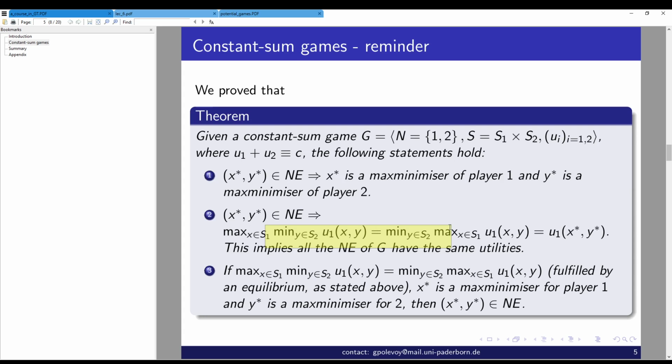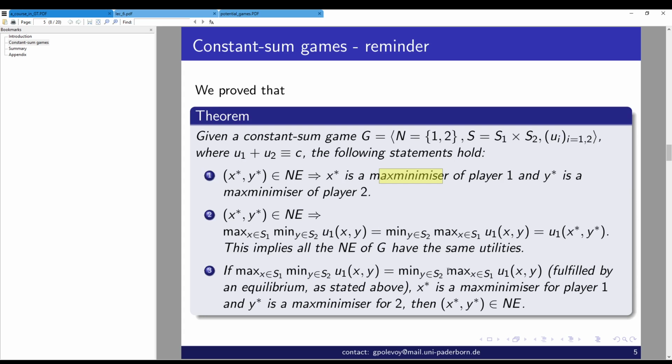In this concrete equilibrium we looked at, that implies in particular that all the equilibria have the same utilities. So if you have an equilibrium, then we have this equality, and then the equilibrium strategies have to be the max minimizers of the respective players. And the other way around, if we have this equality that max min is equal to min max, so that when player 1 maximizes, given that the other player first minimizes, it's the same as the other player minimizes given that player 1 maximizes.